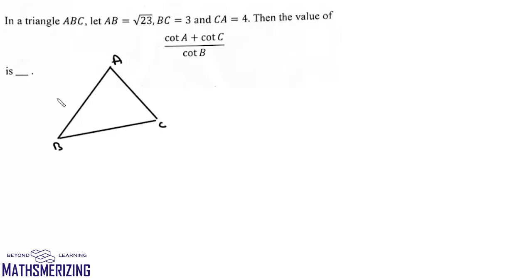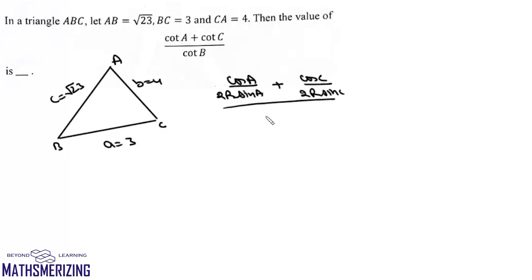let AB be root 23. So that means the value of c is root 23. BC is 3, so the value of a is 3. And CA is 4, that means the value of b is 4. Now we need to find the value of cot A, cot B and cot C. Now we can write this as cos A upon sin A, or we can actually write this as cos A upon 2r sin A, cos C upon 2r sin C, cos B upon 2r sin B.